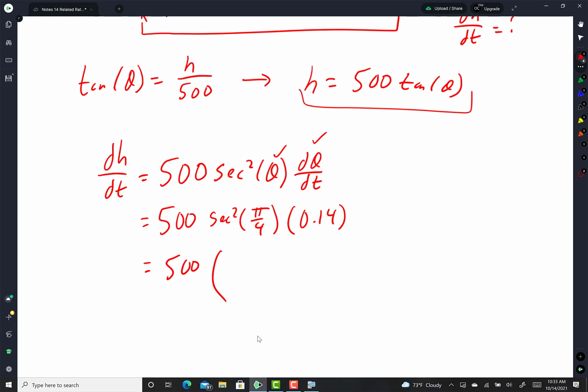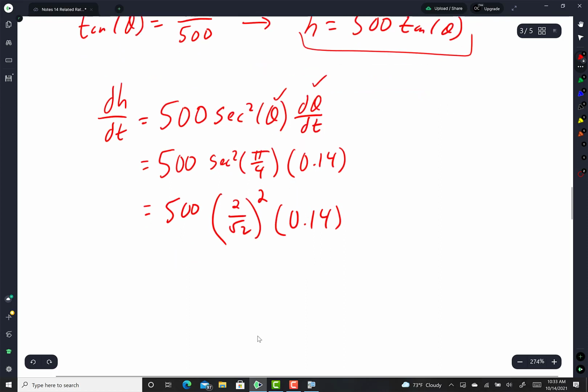Square it and multiply it by 0.14. So let's see what we get. 500, 2 squared is 4. Square root of 2 squared is 2. 4 divided by 2 is 2. So 500 times 2 times 0.14. So 1,000 times 0.14, what's that, 140?